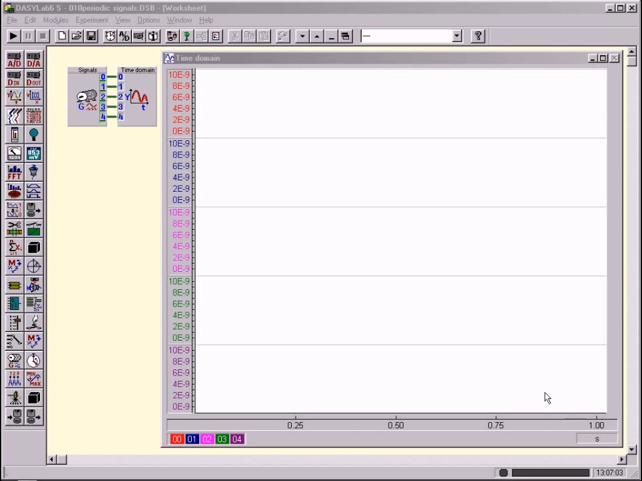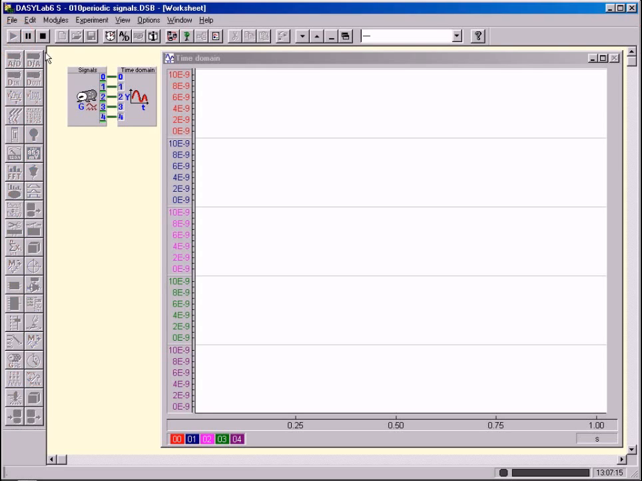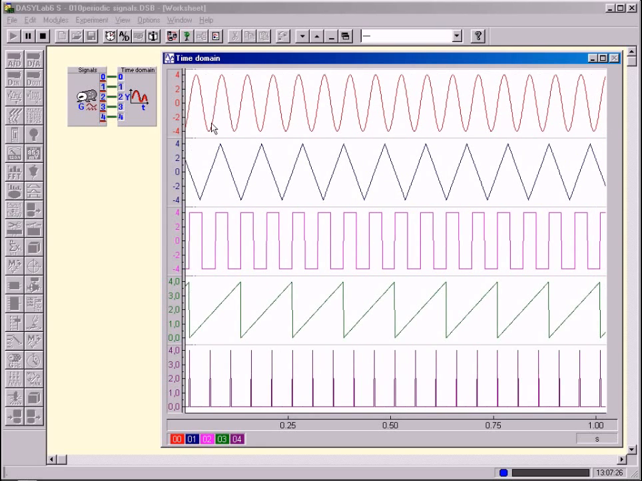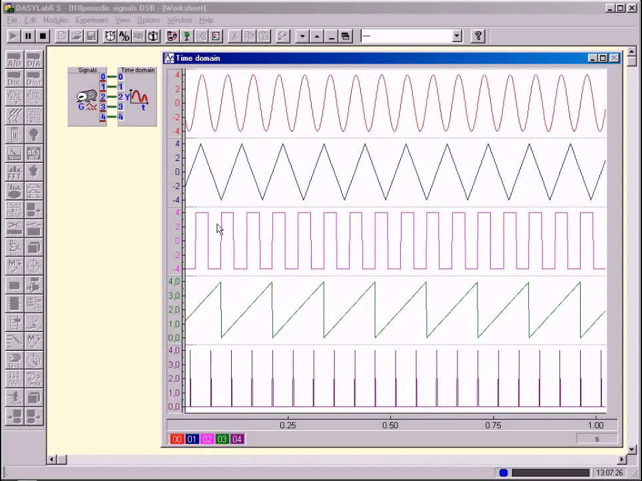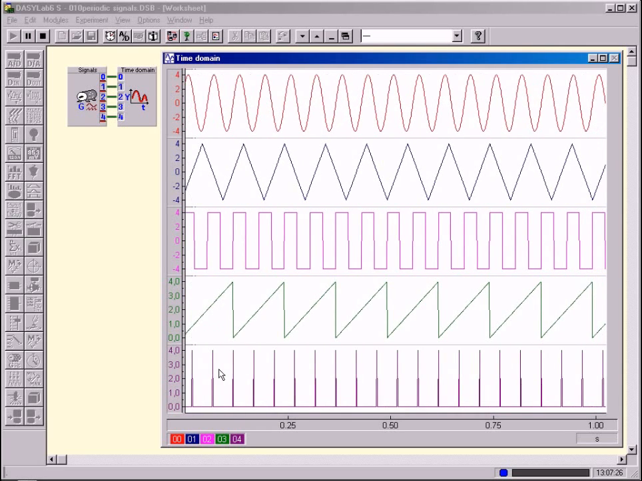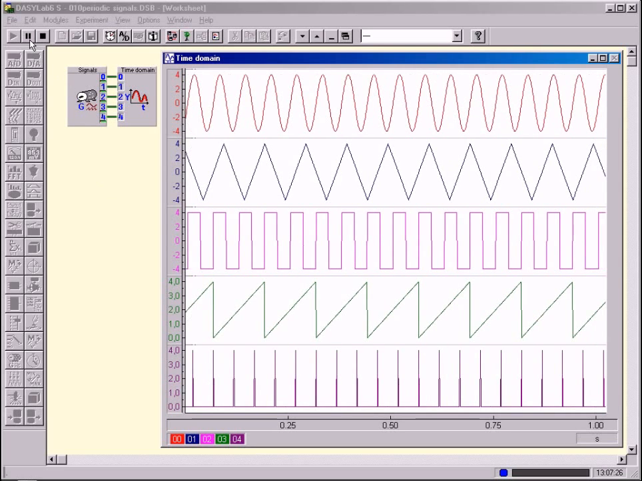Chapter 2 is titled Signals in the Time and Frequency Domain and describes mainly the Fourier Principle. We start with periodic signals because they are quite simple to discuss. Here you see 5 important forms of periodic signals. From the top to the bottom: sinus, triangle, rectangle, sawtooth, and extremely short impulses.